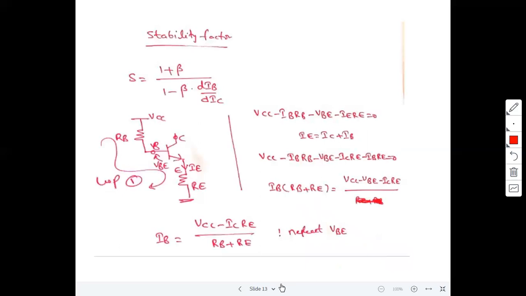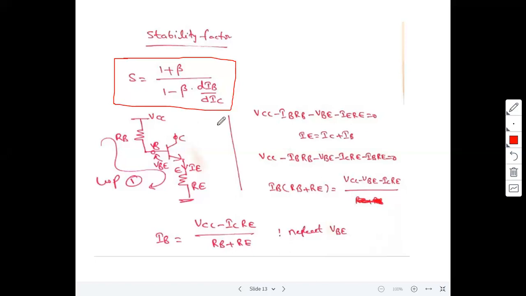Now coming to the important parameter, stability factor. Why? Because we discussed the previous fixed bias configuration, where we calculated the stability factor as 1 + beta. Now for this circuit also we have to calculate the stability factor and compare the stability. This is the stability factor expression for this configuration. Here we already derived S is equal to (1 + β) / (1 − β dIB/dIC).